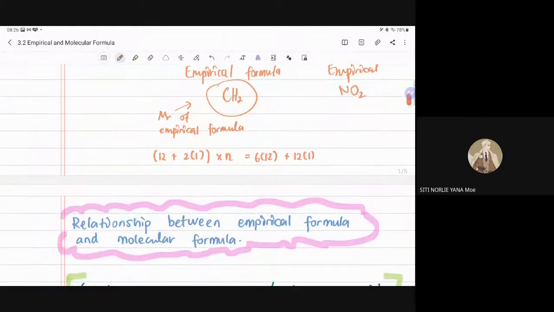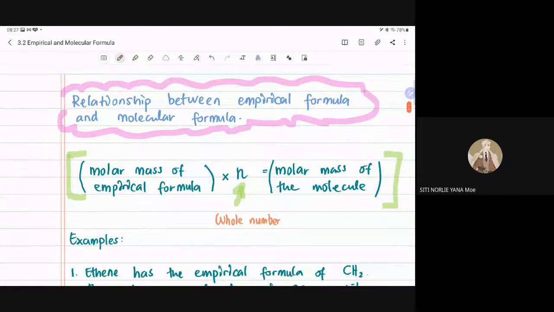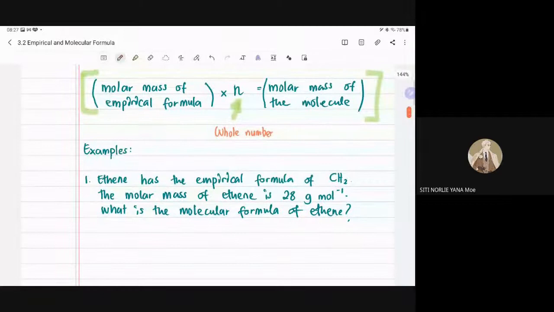Okay. So this is the relationship. For now, we need to know that empirical formula punya molar mass multiplied by a whole number, we should get the molar mass of the molecule. Okay. So kalau kita tengok formula, it might not help that much. Let's have a look at the example.